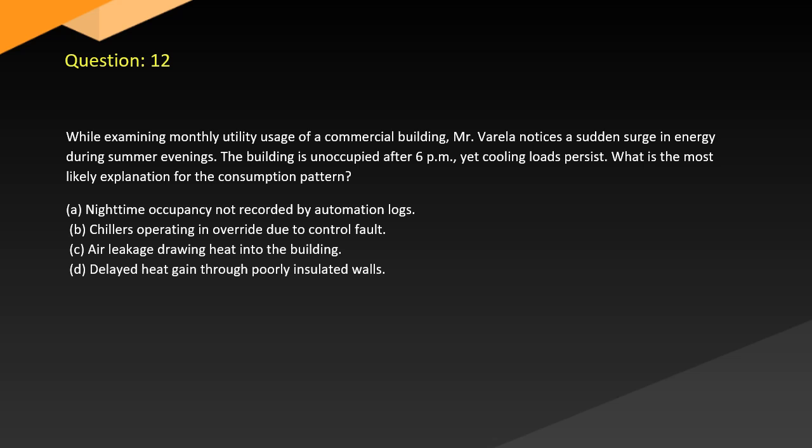A. Nighttime occupancy not recorded by automation logs. B. Chillers operating in override due to control fault. C. Air leakage drawing heat into the building. D. Delayed heat gain through poorly insulated walls.